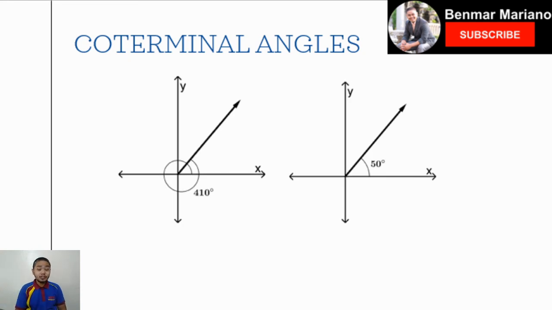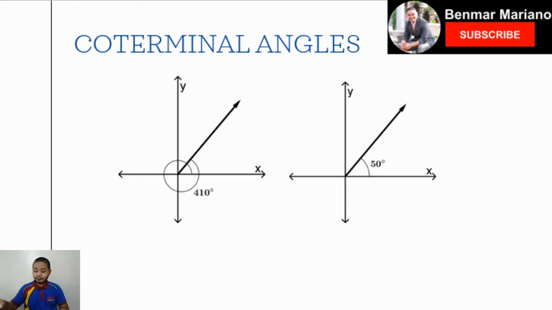On the first figure, the measurement of the angle, as you can see there, is 410 degrees, while the other one is 50 degrees. The second figure is the standard position. What happened here was that the terminal side rotated 360 degrees, starting from here, so the terminal side is located at the same position. That is how we visualize coterminal angles.